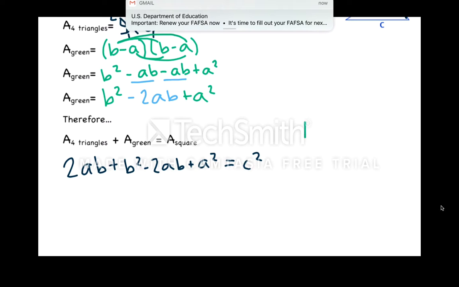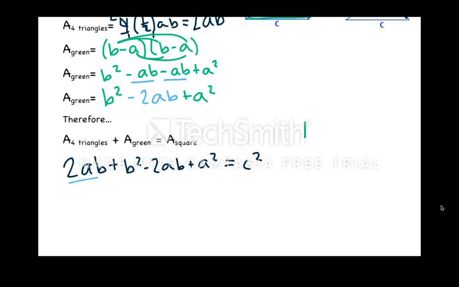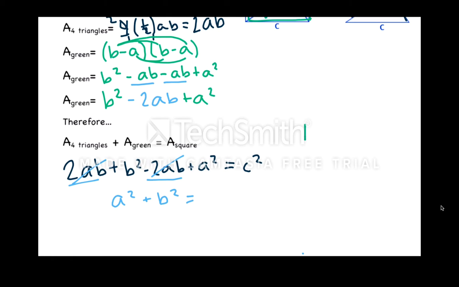Now I can simplify this. I have a 2ab and a negative 2ab. Those will cancel out. And so on the left side of this equation, I'm left with a squared plus b squared. And on the right side of the equation, I am left with c squared. This is my Pythagorean theorem, so I am done.